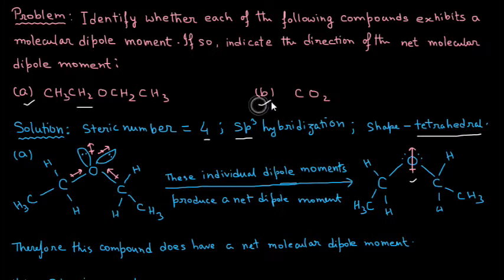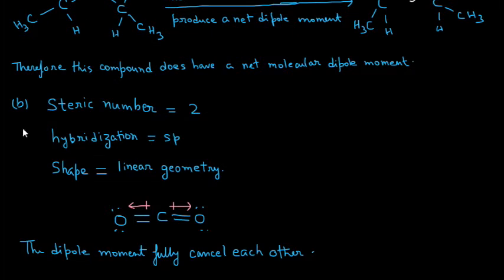Now part B. Part B compound is carbon dioxide. For carbon dioxide, the steric number is 2 here. Remember again, if the steric number is 2, the hybridization is sp hybridization, and when there is sp hybridization, the shape is linear. The shape is linear.